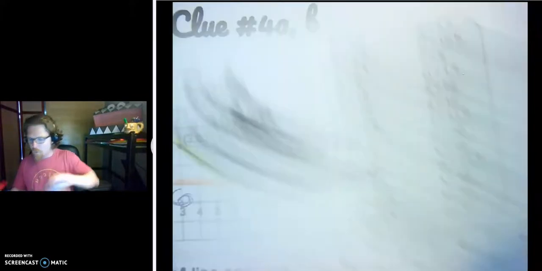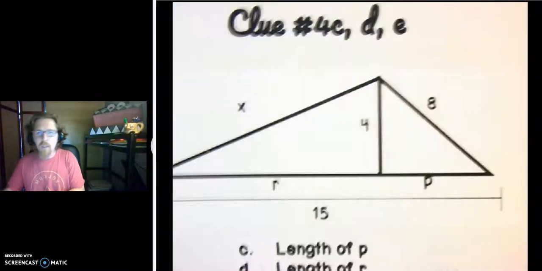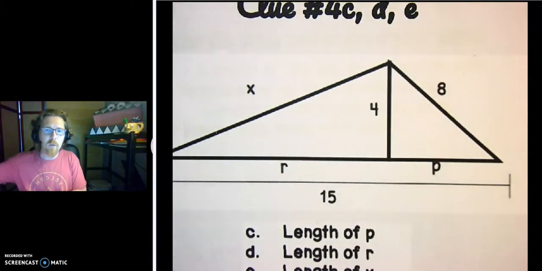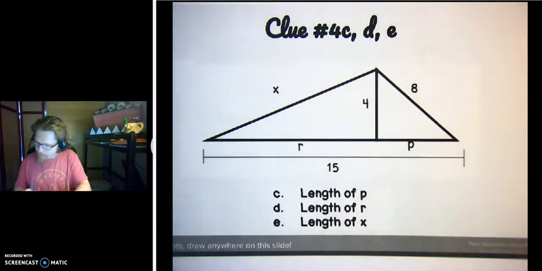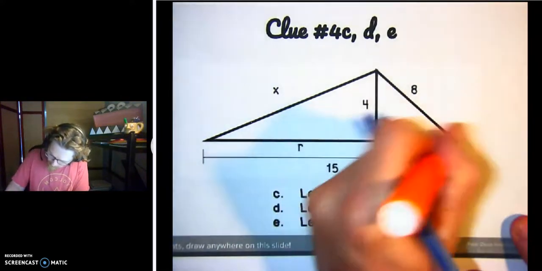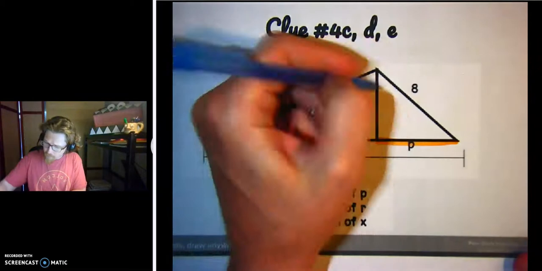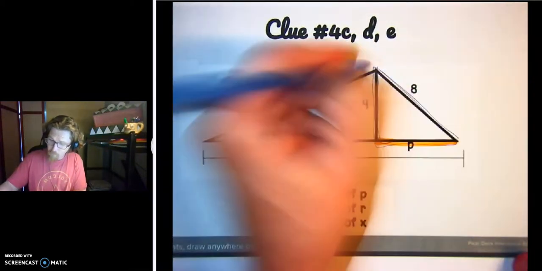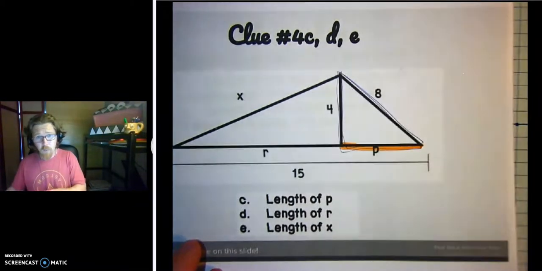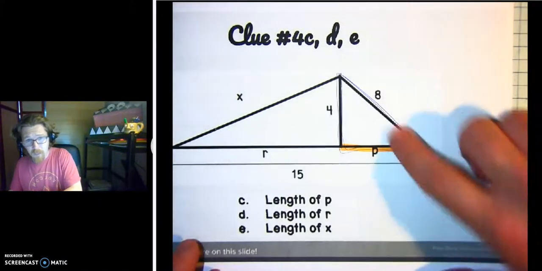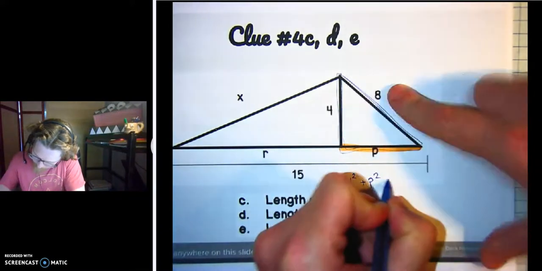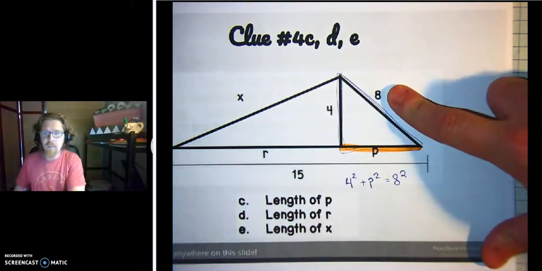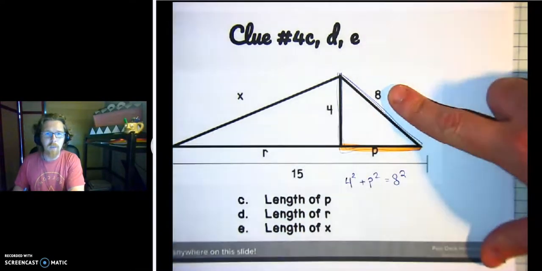Now we're on a roll. Let's look at problem C. C, D, and E all reference this same image. C says, what is the length of p? I don't know how long p is, but I do notice that it is connected to this right triangle. So I can set up the Pythagorean theorem to say that 4 squared plus p squared is equal to 8 squared, right? That's the hypotenuse.